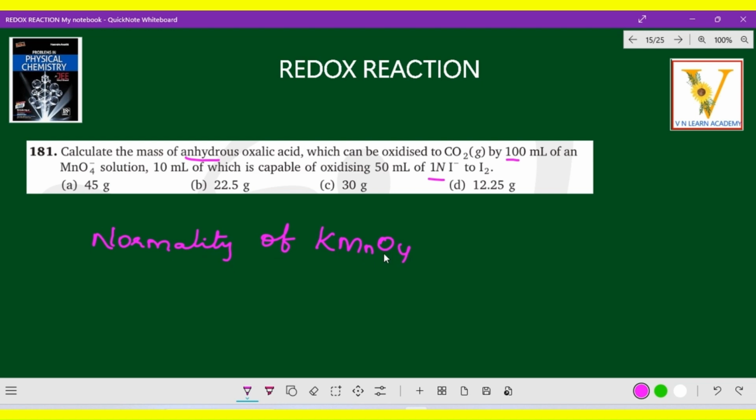of KMnO4. So the normality of KMnO4, how to identify? It is a comparison point, right? So we can bring that formula, N1V1 equal to N2V2. I hope you got that idea. N1V1 equal to N2V2. So N1 we can take as KMnO4, and N2 is I2.